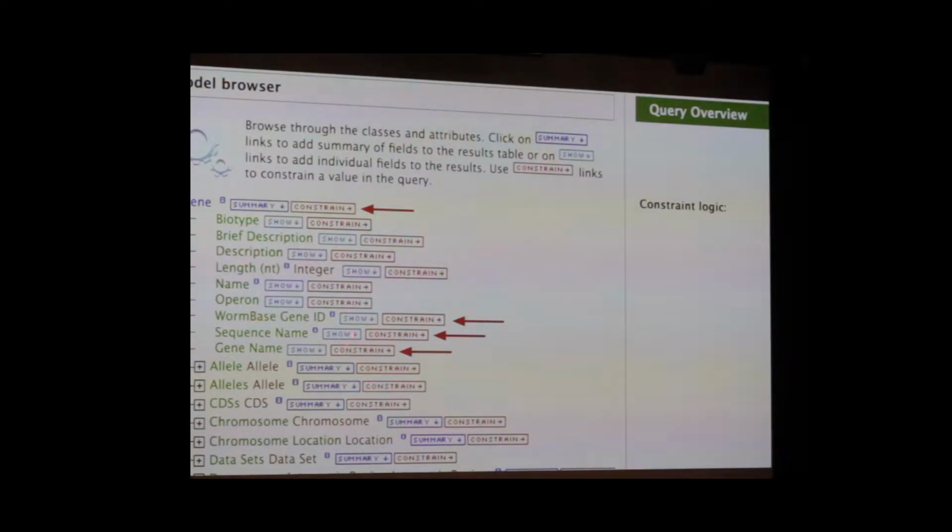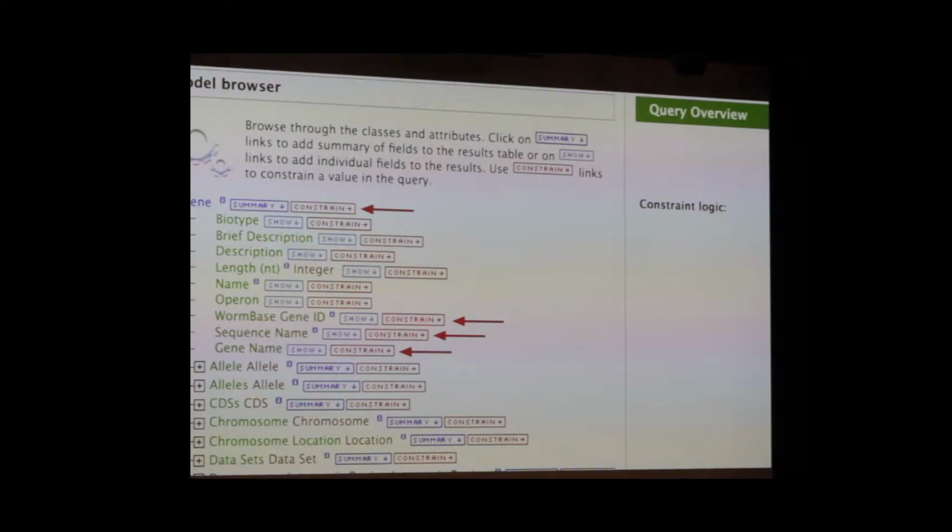Right here, and you'll see this for any particular attribute, you can click on show, and that will pop this particular attribute over into the query overview section. So typically that's what you want to do. If you want that value for a gene, for example, click on show. Later I'll show you how you can constrain by clicking on the constrain button, which allows you to specify a particular gene, let's say, or a list of genes that you want to look at in particular.